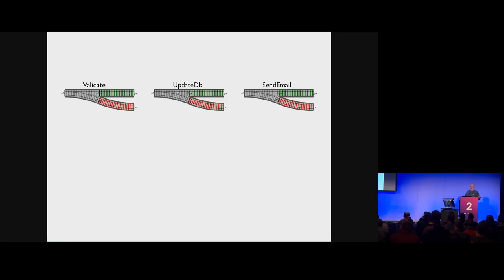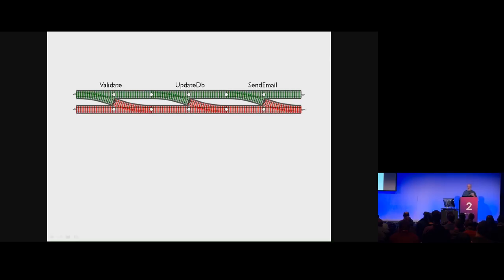Validating might return an error. Updating the database might or might not return an error. Sending an email might be an error, whatever. Again, you have exactly the same situation we had before. We have these two-track functions, and we want to connect them together. And there we go. We're done.